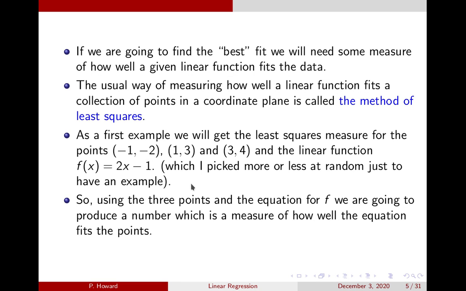So we're going to produce a number using the method of least squares, and this number will be a measure of how well this particular function fits these 3 points. If we took another linear function different from f of x equals 2x minus 1 and calculated in the same way that we're about to, we might get a different measure.